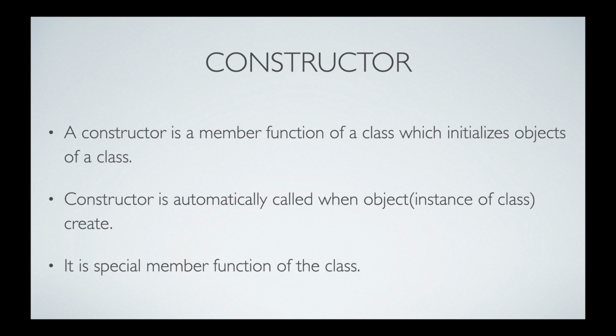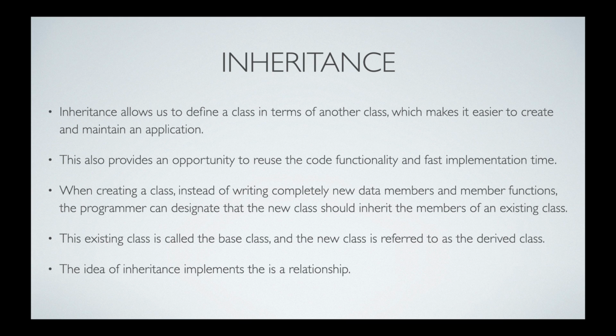For constructors, a constructor is a member function of a class which initializes objects of the class. In C++, constructors are automatically called when objects are created, and it's a special member function of the class. Then we have inheritance, which defines a class in terms of another class, which makes it easier to create and maintain an application.